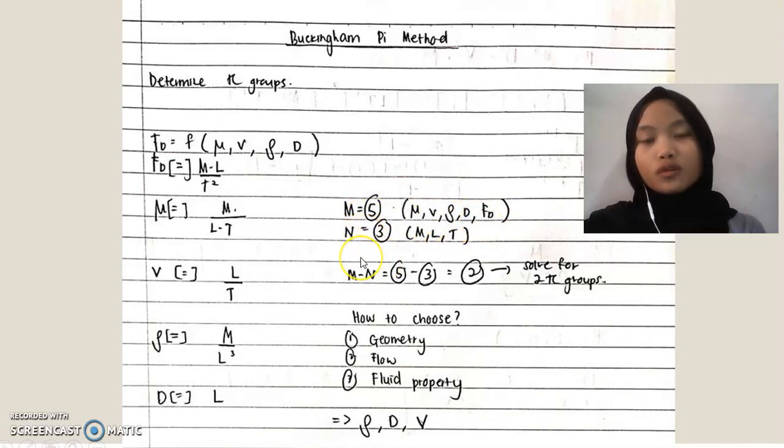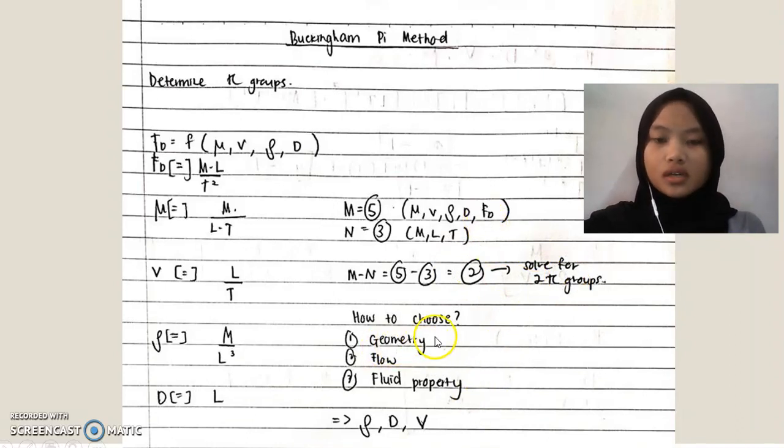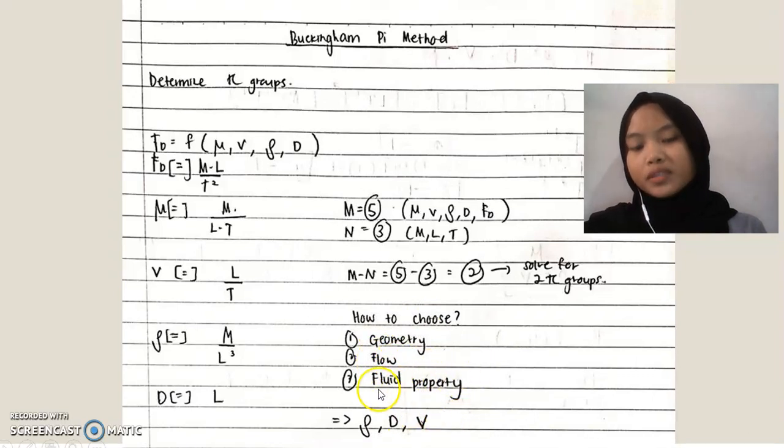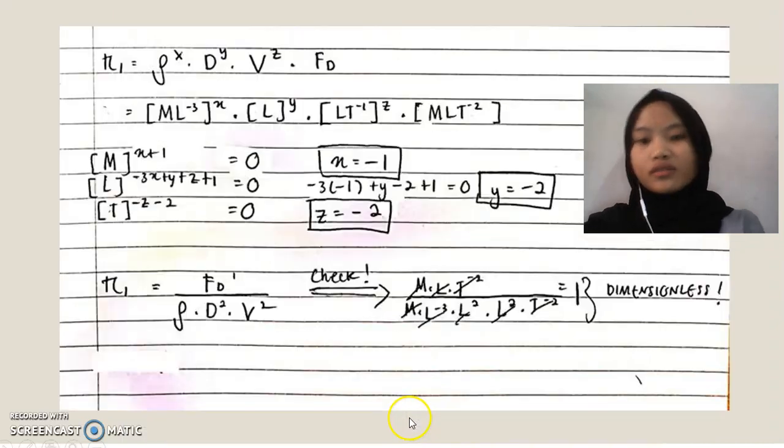So to know how many pi groups we have to solve, we have to subtract n from m. So m minus n, 5 minus 3 is 2. So we know we have to solve for 2 pi groups. So how to choose the repeating variables: first you have to know the geometry, which is diameter; the flow, which is velocity; and also the fluid property, the density. So if you need 3, the dimensions that fulfill the rules are the density, diameter, and also velocity.